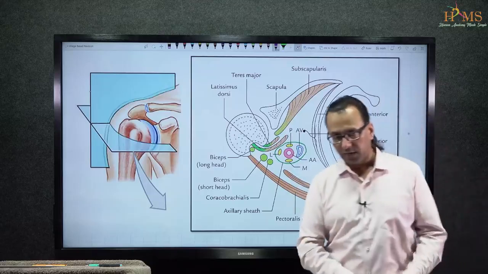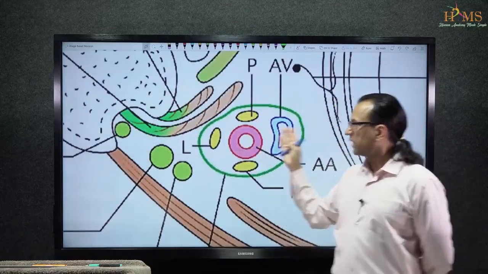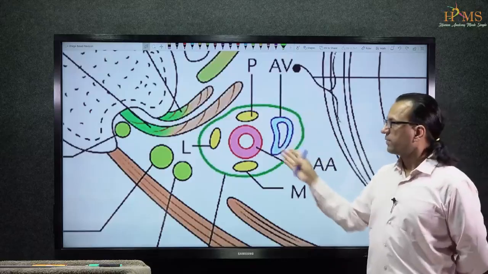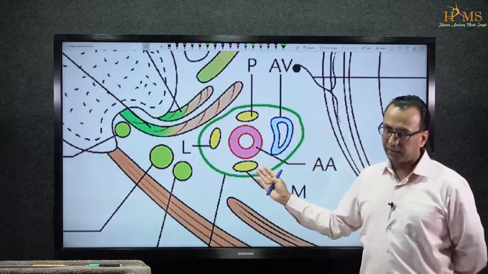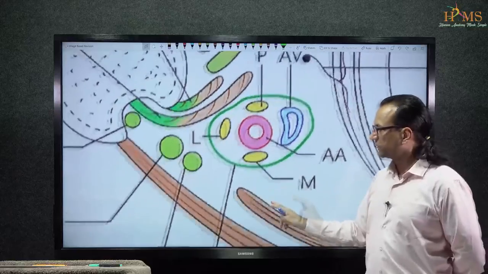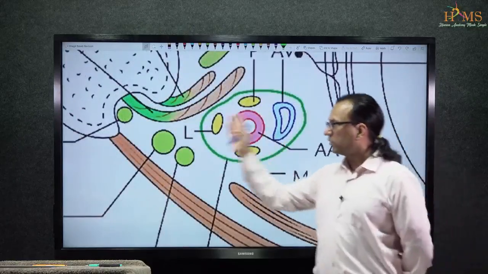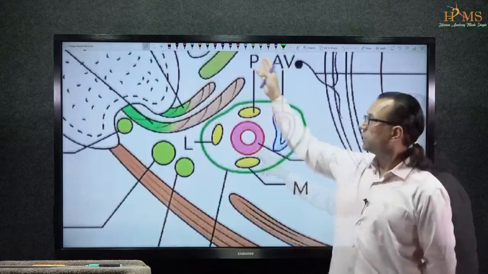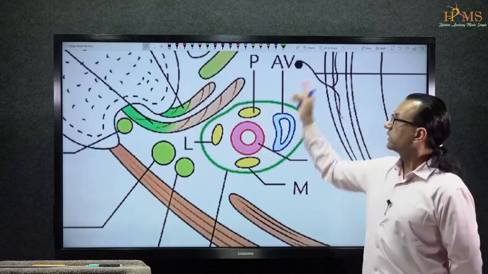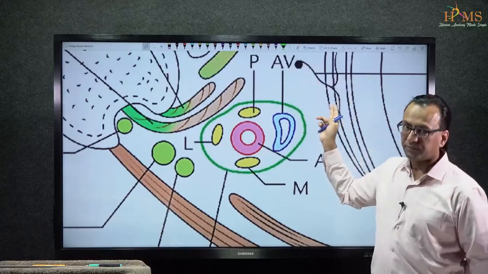Let me zoom this area again. As I am suggesting, this is the axillary artery, and medial to that is the axillary vein. So where is the medial cord? It should be medial, but it is not exactly medial, it is anterior. And lateral to that, the lateral cord of the brachial plexus. Posterior to that, the posterior cord of the brachial plexus. And what is this nerve? That is the nerve to serratus anterior in the axilla.